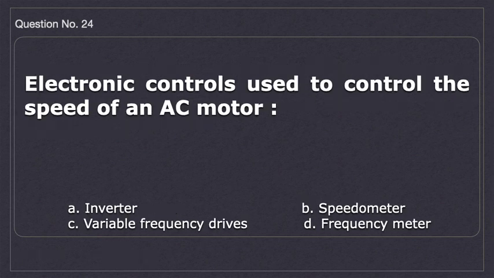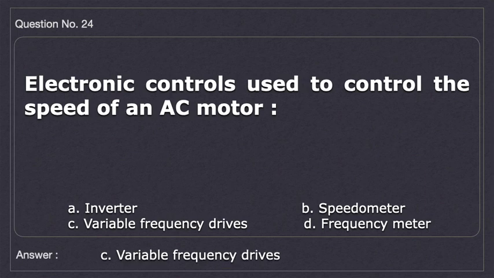Question number 24. Electronic controls used to control the speed of an AC motor. A. Inverter, B. Speedometer, C. Variable frequency drives, D. Frequency meter. Answer: C. Variable frequency drives.